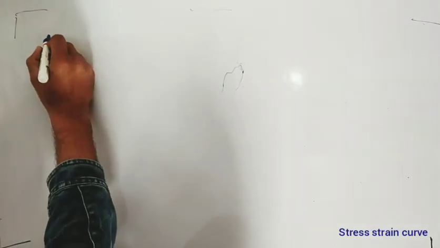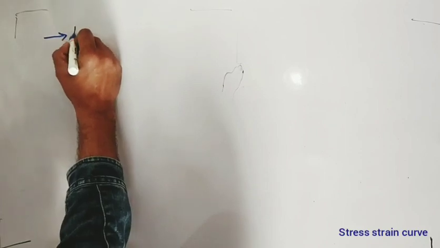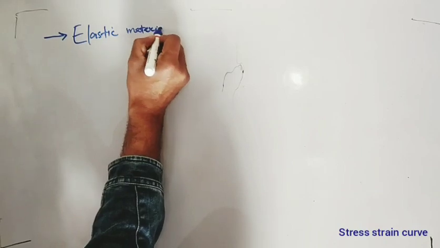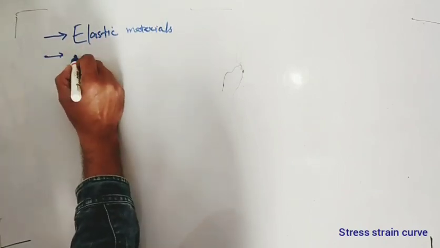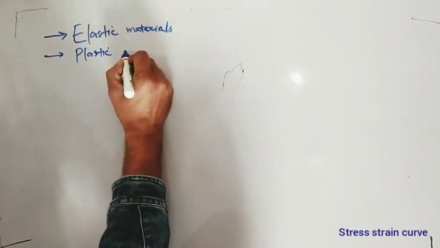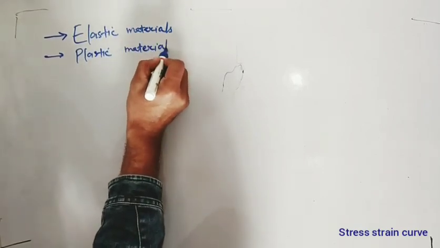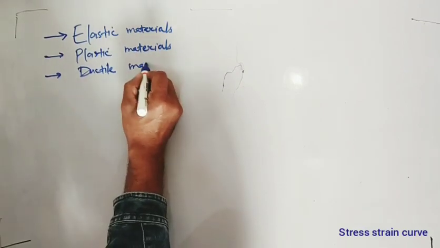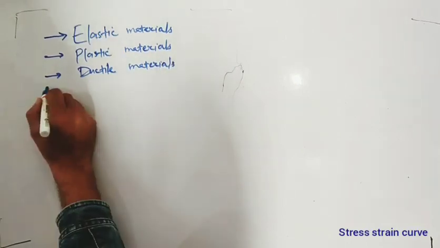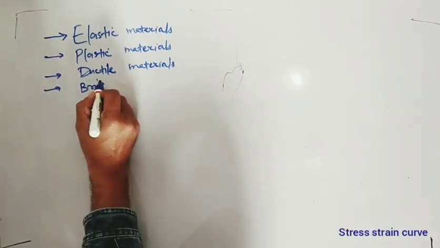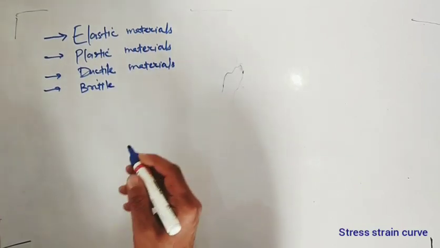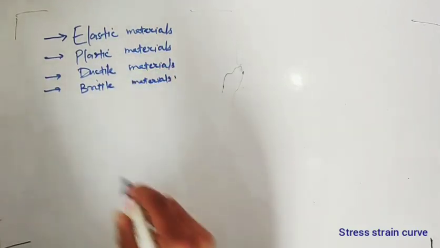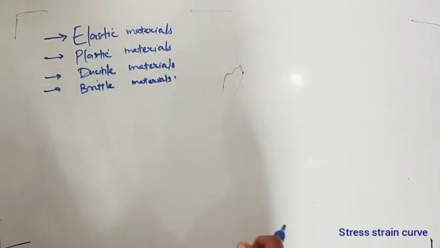Basically we have four types of materials. Let me write over here. Four types of materials: elastic materials, plastic materials, ductile materials, and lastly brittle materials. All of you must have some sort of knowledge about these materials, and just for revision purposes I will explain them in brief.